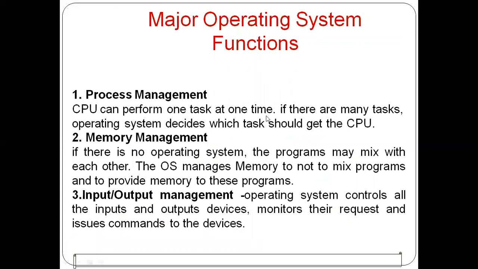Here are the major operating system functions. Process management first. What does process management mean? The CPU can perform one task at a time. So if there are many tasks, the operating system decides which task should get the CPU. That means process management decides which task is to be done by the CPU. First it will decide.